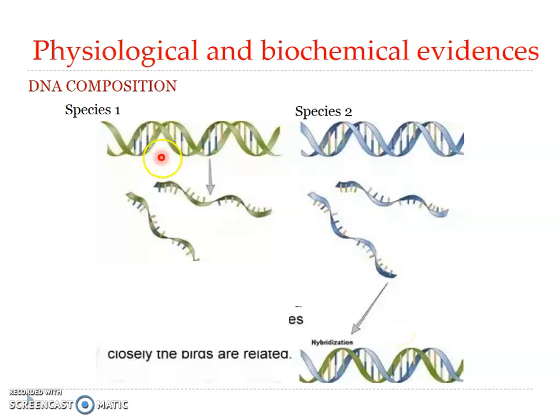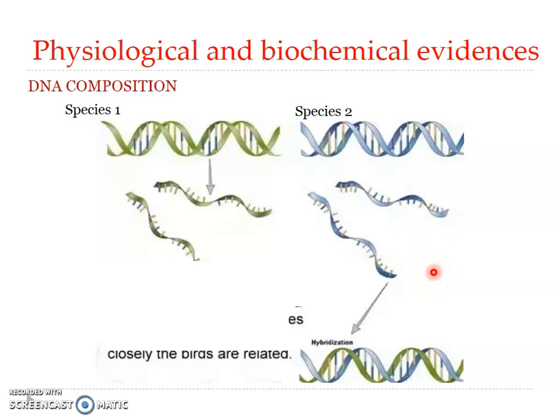So complementary base sequence, in the sense you are already familiar with the fact that adenine always base pairs with thymine and guanine with cytosine. That is complementary base pairing. So based upon the complementary base sequences, part of the DNA strand of species 1 will base pair with part of the DNA strand of species 2. But the fragments that were not complementary to any regions of species 2 will remain uncombined.